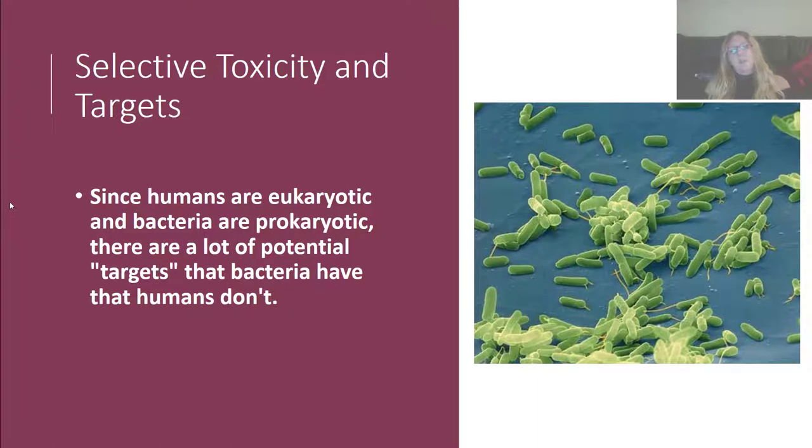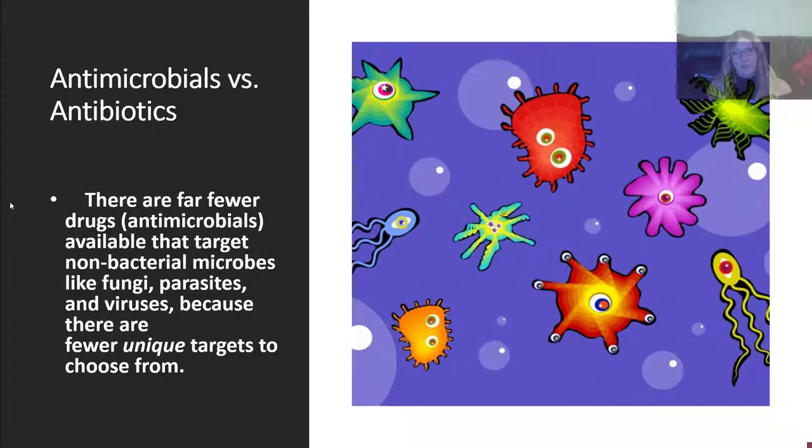Now, when we talk about bacteria, targets are plentiful. So this is a good thing. The reason there are so many targets in bacteria cells is because humans have eukaryotic cells and bacteria are prokaryotic. And there are a lot of differences between prokaryotic cells and eukaryotic cells. So what that means is there are a ton of different mechanisms and a lot of different targets that antibiotics can use to kill bacteria. So that's a good thing.